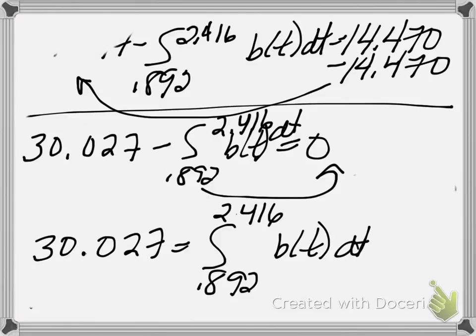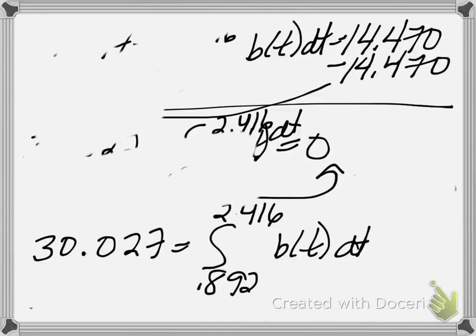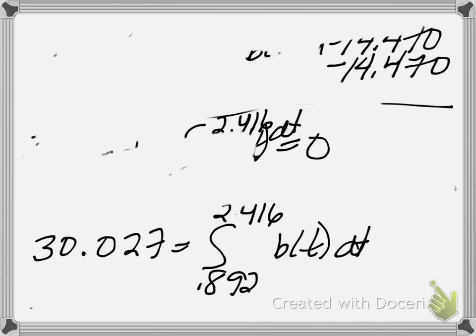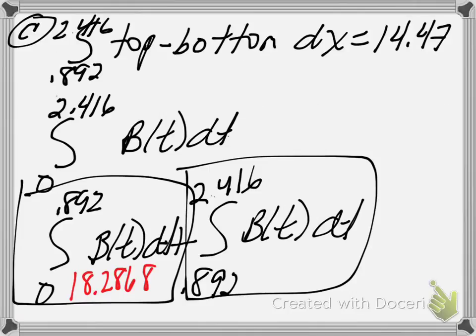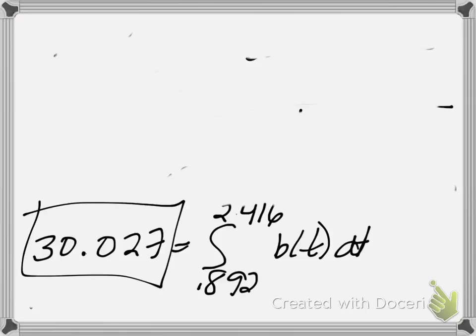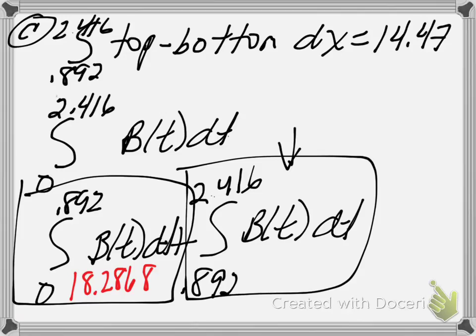Okay, I'm going to erase all this other mess so you can just look at what happened here. I just found that the integral going from 0.892 to 2.416 of b of t is this. I'm going to go back to my previous screen. Isn't that exactly what I was supposed to be finding here? The integral from 0.892 to 2.416 of b of t? So we found that it's 30.027.